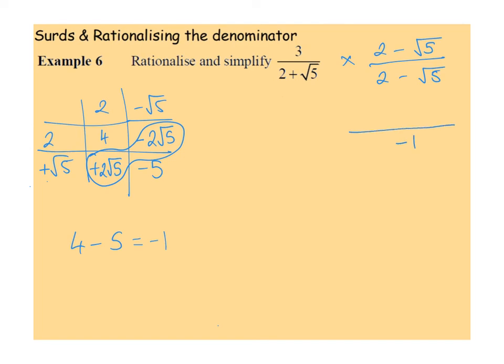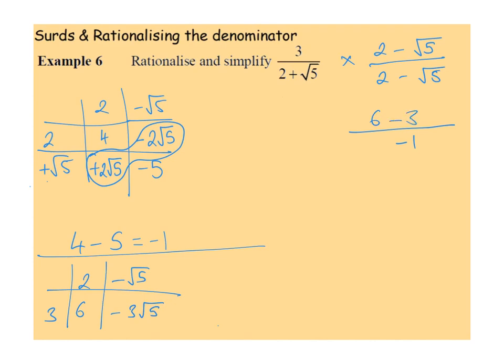For my numerator, I need to multiply, also in a grid, I haven't left myself much room here, 3 by 2 subtract root 5. This one's a bit more straightforward. 3 multiplied by 2 is 6. 3 multiplied by root 5 is 3 root 5. And on the second one, I've got a positive multiplied by a negative, so that's going to give me a negative. So I'll get 6 subtract 3 root 5.